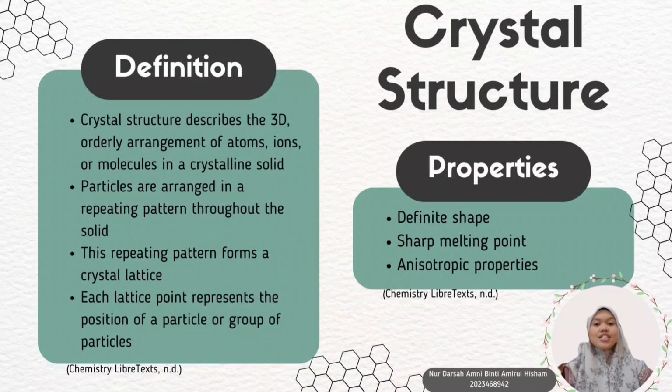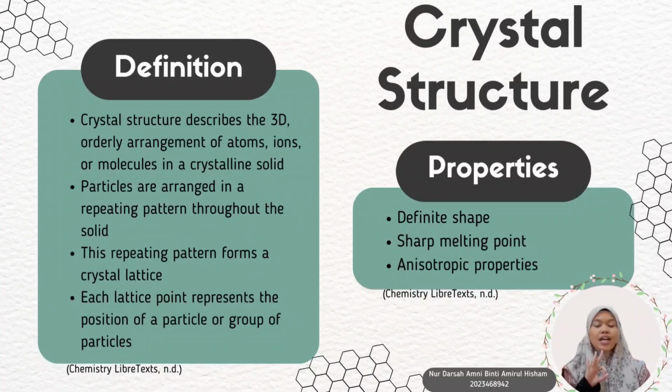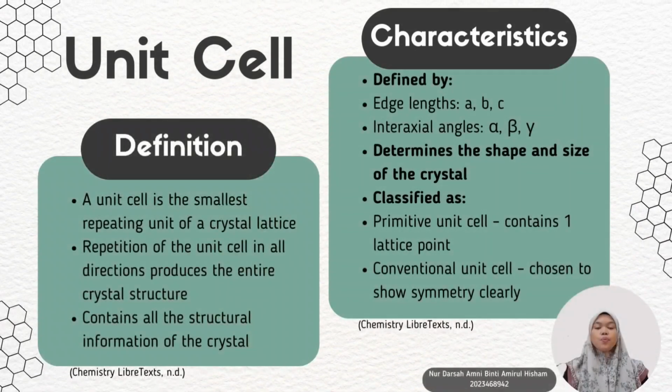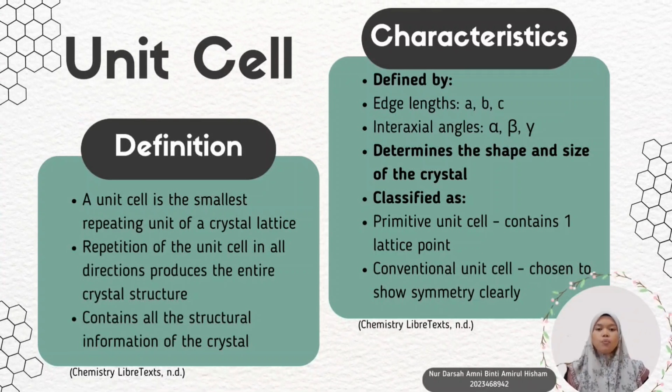So let's move on to the crystal structure. Crystal structure refers to the three-dimensional arrangement of atoms, ions, or molecules in a crystalline solid. These particles are arranged in a regular and repeating pattern known as a crystal lattice. According to the chemistry Liebert text, these orderly internal arrangements result in crystals having definite shapes, characteristic angles between faces, and also sharp melting points. The crystal structure plays an important role, especially in determining the physical properties of a solid, such as hardness, density, and also cleavage.